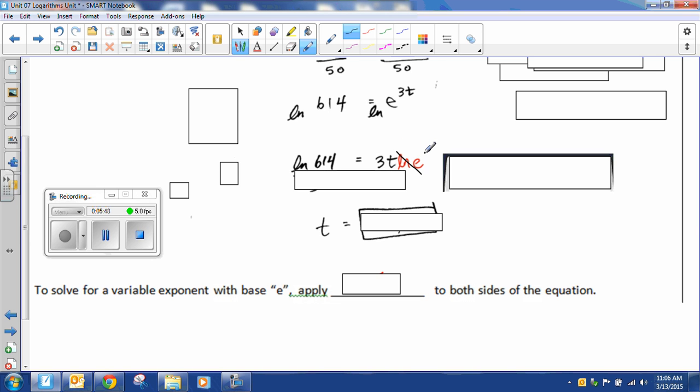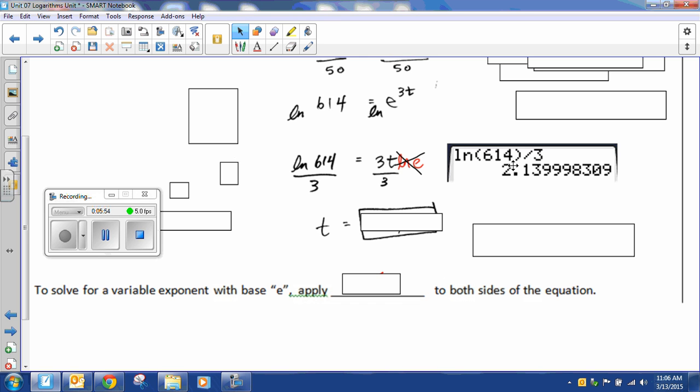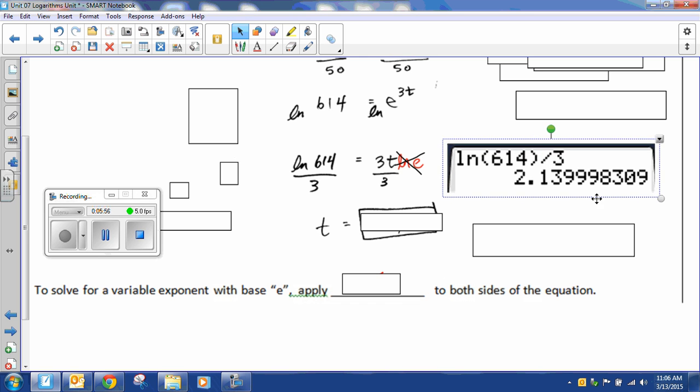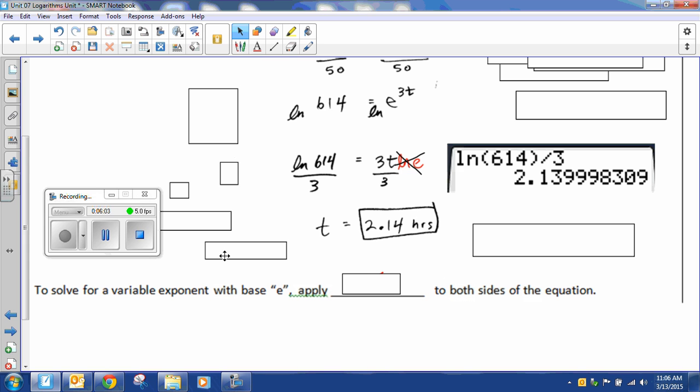Ln of e, since they are inverses, cancel each other out. Divide both sides by 3. Make sure when you put ln of 614 in the calculator, you close the parentheses before you divide by 3. Final answer is 2.14 hours. So the lesson is, to solve for a variable exponent with base e, apply ln to both sides of the equation.